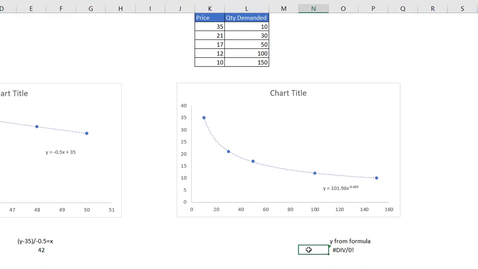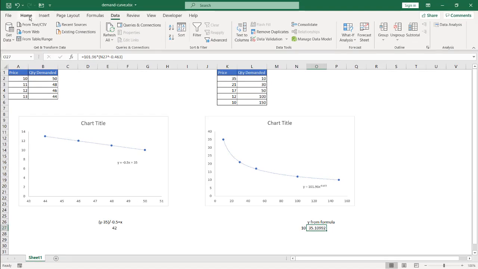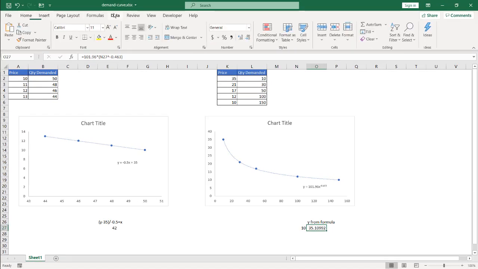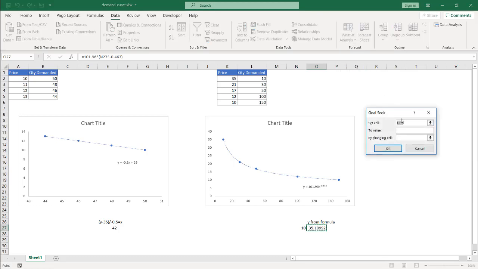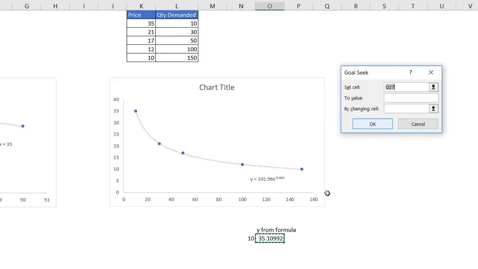So if we had x at the quantity demand of 10, let's put 10 in there. You'll see that it gives us the price of $35. Of course, we need to round that out. If we want to estimate something where we had $9, we can use something called Goal Seek. And you can just Google how to install Goal Seek into Excel. I won't go through that in here. Goal Seek is in the Data ribbon under the What-If Analysis grouping. Just go to Goal Seek here, and I can use this to set this cell. Let's say I want to find out how much quantity demanded if we set the price to $8.